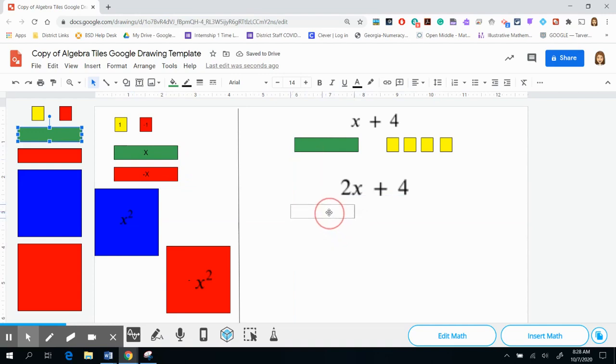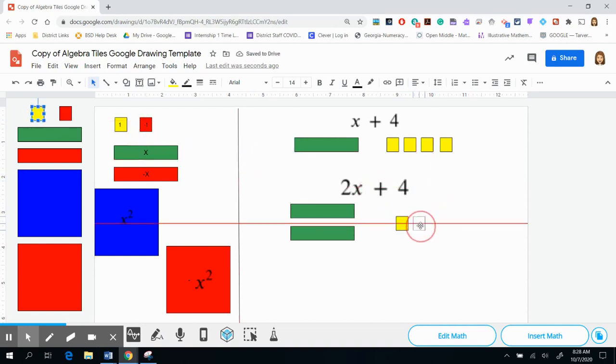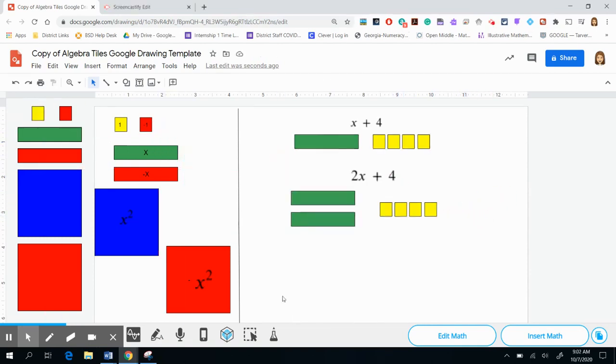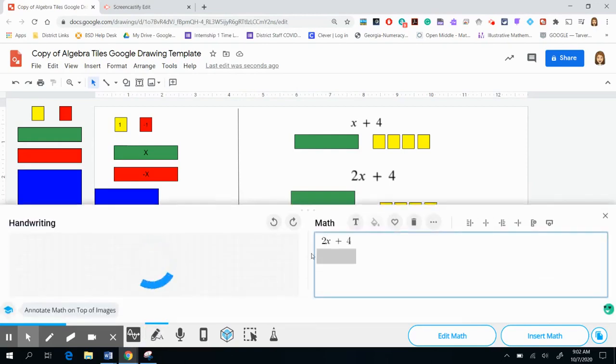So let's go ahead and build that. 1 group of x, 2 groups of x, and 4 groups of 1. 1, 2, 3, 4. Okay, we're going to take a look at another expression. This time we're going to look at 2 groups of x plus 4.